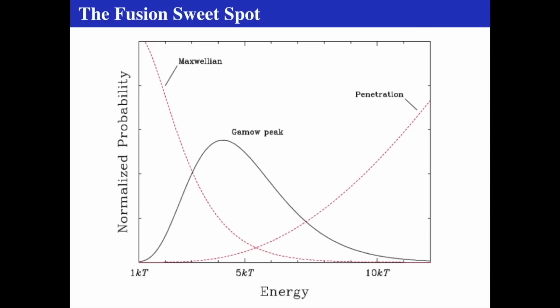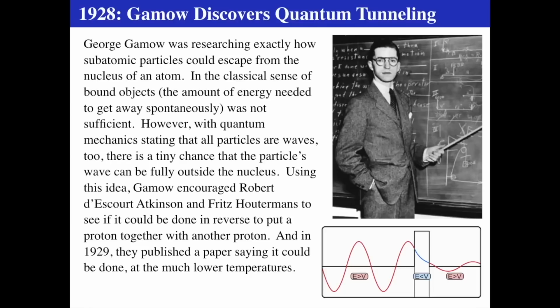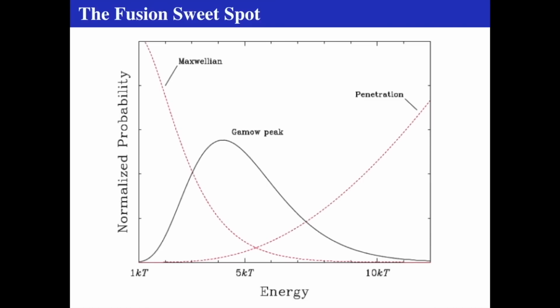Well, and this is what we call the Gamow peak, which is a very important thing. This is what Gamow and Atkinson and Houtermans were talking about: the Maxwellian distribution of the probability at the temperatures that we're talking about, say 10 million Kelvin. The probability that a proton has that energy is the red dash that's falling from the upper left down to the lower right. And so the higher the energy, the lower the probability it has that energy.